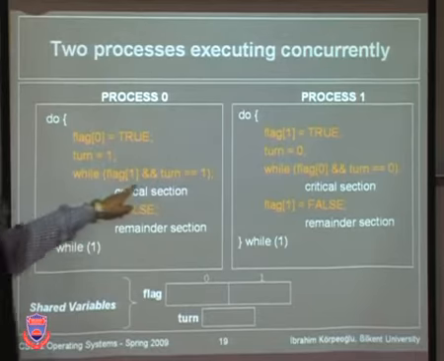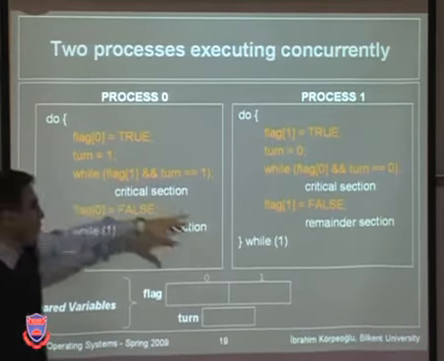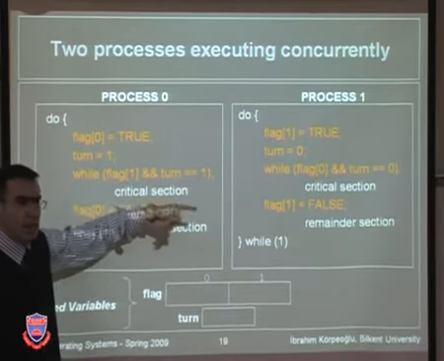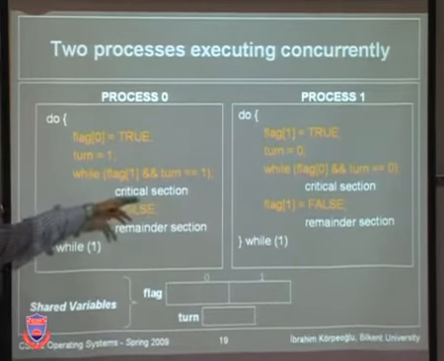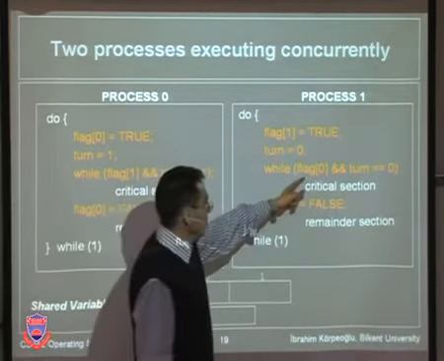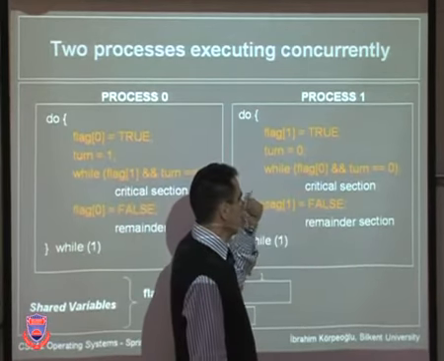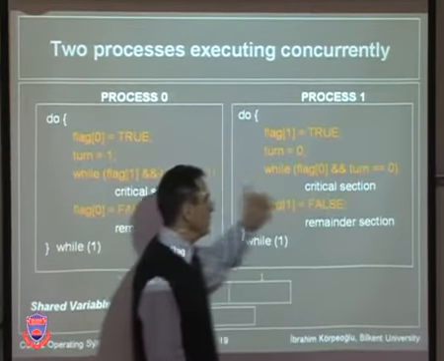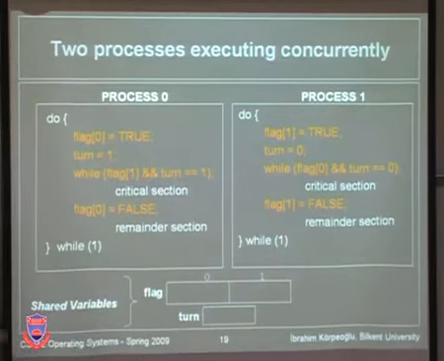And then they are just checking the flag value and turn value. So this is checking the other's flag, and checking whether the turn is the other process's turn, okay? And the other one is doing the same thing. It is checking the flag of this process and checking whether the turn is that process's turn, and so on. So as long as the flag of the other process is true and turn is that process's turn, this should loop, okay? So then what can happen?